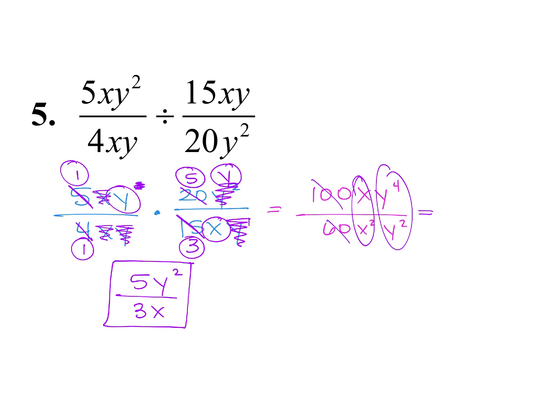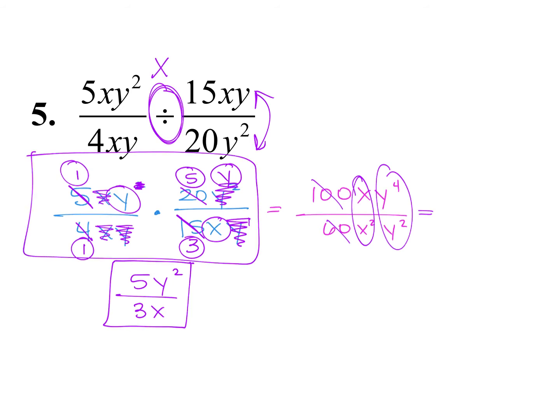Yeah? Whenever you're dividing, you flip it and you multiply. Once I flipped it, then I can start reducing. Yeah, like 5 and 15, both of those are divisible by 5, so 1 over 3. How did you do crossing out the variables again?